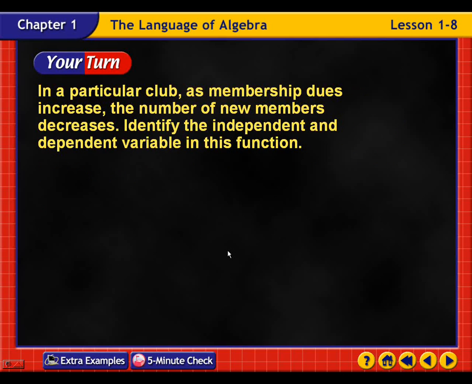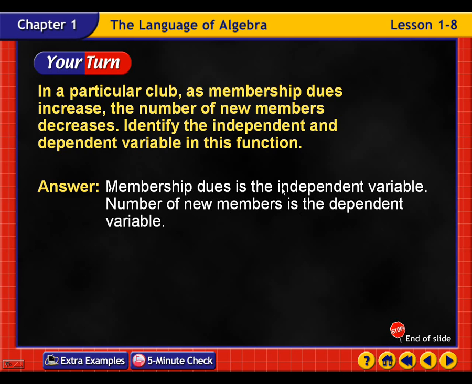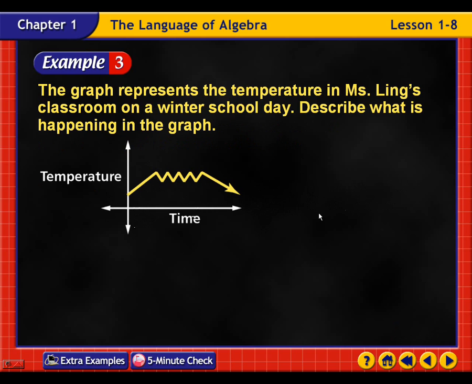Here's another example. In a particular club, as membership dues increase, the number of new members decrease. Again, identify the independent and the dependent. So does the membership depend on the dues, or do the dues they pay depend on the membership? Well, the membership dues is the independent variable. What they charge is what they charge, and then people will come in if they want to pay it or not. So that's dependent.